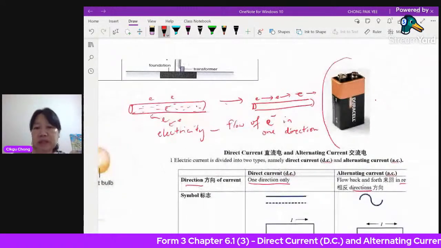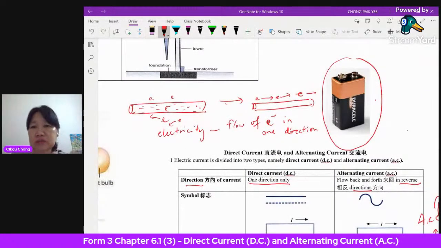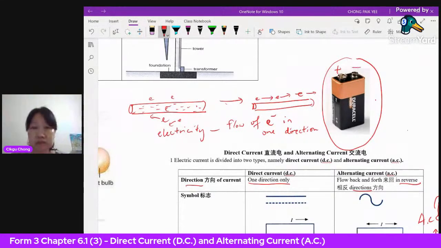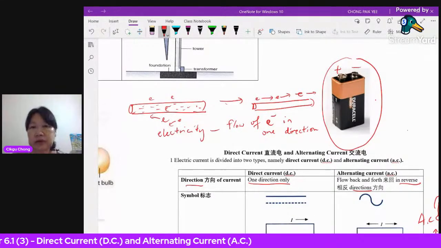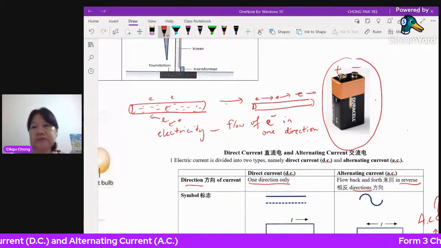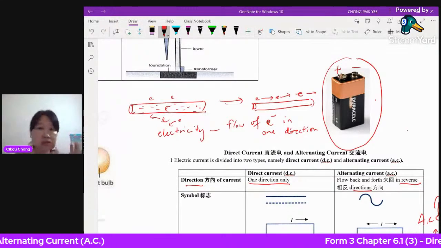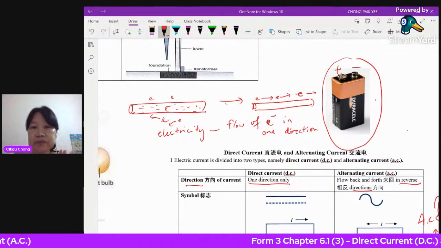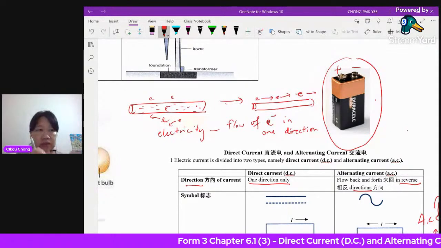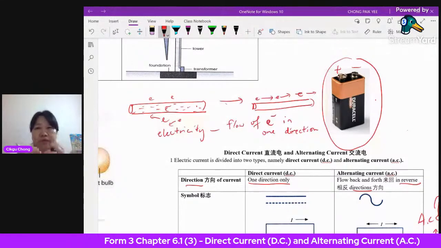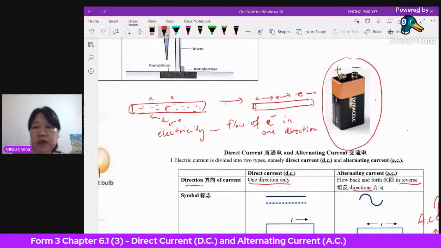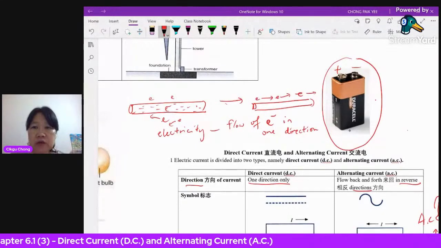Now, with the battery, you know that there's a positive terminal and a negative terminal. So why is there a positive terminal and a negative terminal? It just means that this battery consists of chemicals inside. The chemical reaction between this substance and this substance will produce electrons. So at the negative terminal, there will be a lot of electrons accumulated.